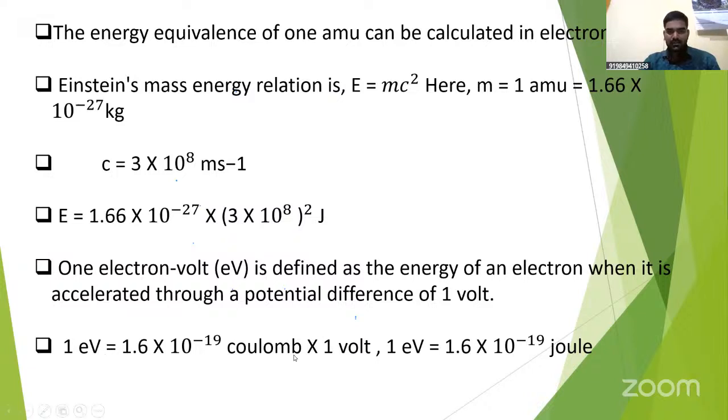Into volt, that is 1 volt. So 1 electron volt is equal to 1.6 into 10 power minus 19 coulomb volt. 1 electron volt is given by 1.66 into 10 power minus 19 joules. They have converted that coulomb volt into joules. Okay. So here we have found the energy of that nucleus, calculated in electron volts, by using the Einstein energy mass relation.